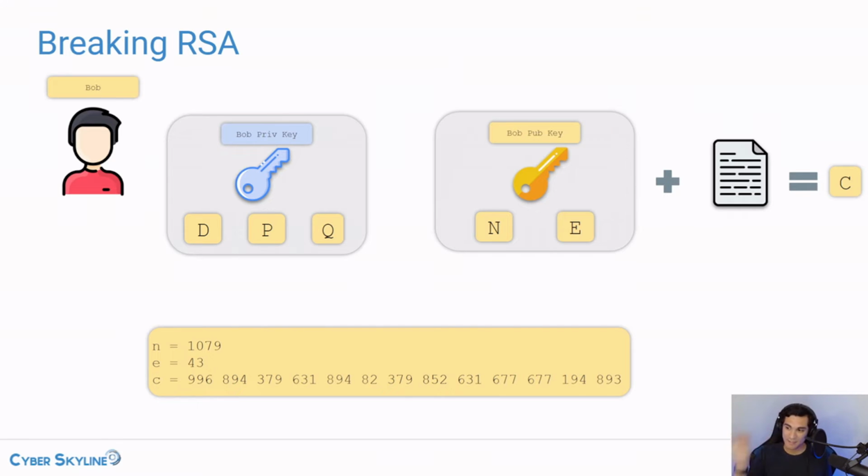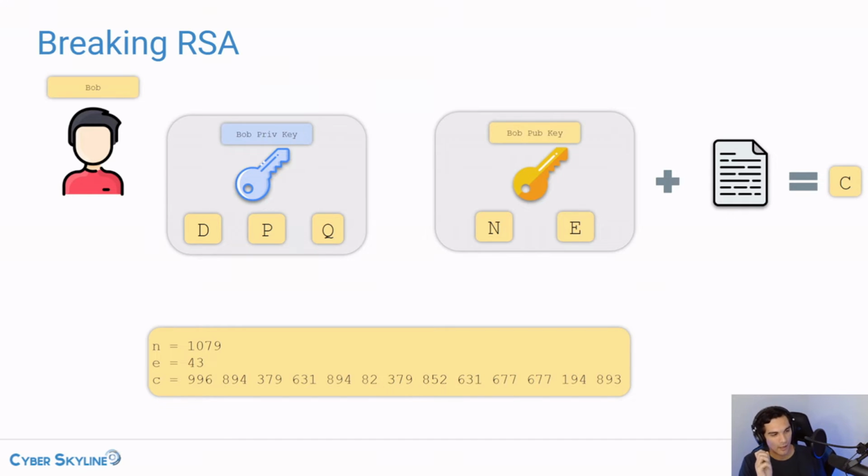So when a message is sent using RSA, it goes over the internet, right? So if someone was listening between Alice sending that message to Bob, this is what they would see. They would see the C value, right? 996,894,379. That is the encrypted message that Alice sent to Bob. That is the ciphertext. That's why I'm using the letter C.